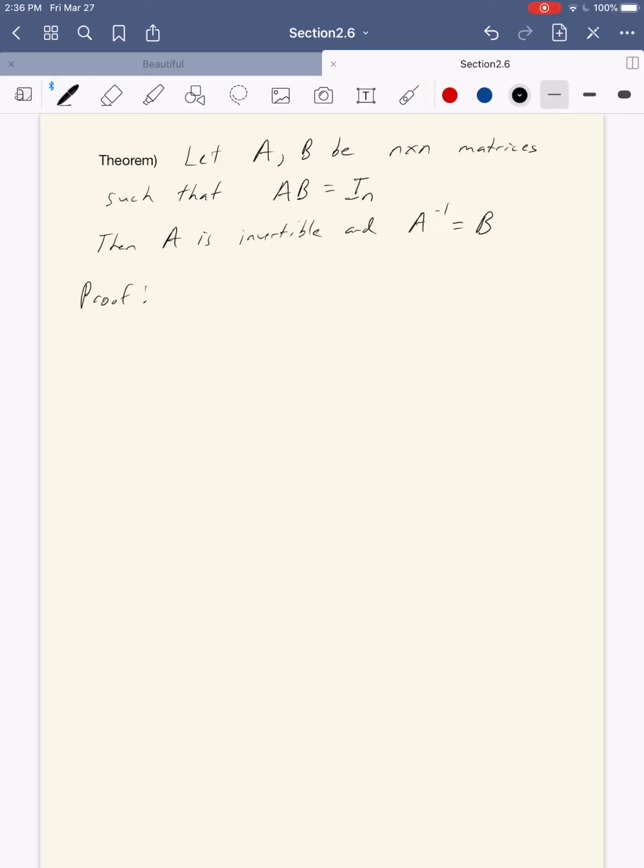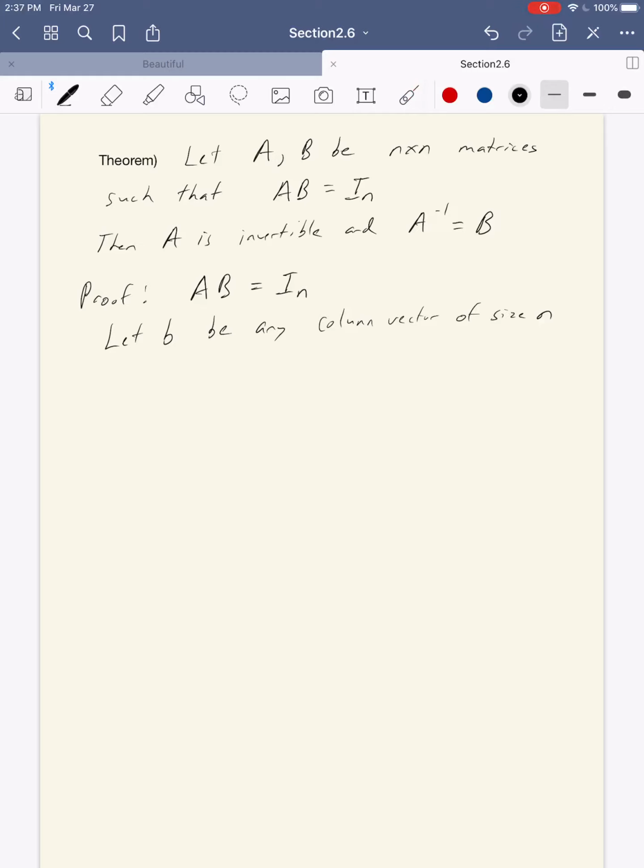Proof. We're going to start with our assumption, AB equals I_n. So what can we do with this? We're going to start with a column vector. Let b be any column vector of size n. This is pretty standard. Whenever we're trying to do these abstract proofs about the inverse, or about matrices in general, we often use one of these column vectors so that we can reduce things into the system of equations that we're more comfortable with.